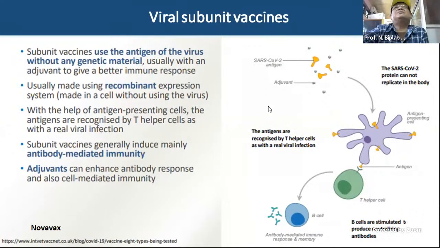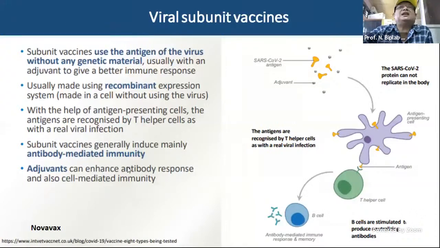Now, what about the subunit type of vaccines? They use the antigen of the viruses without any genetic material, usually with an adjuvant to give a better immune response. And they are also made using a recombinant expression system in a cell without using the viruses. With the help of antigen presenting cells, the antigens are recognized by T cells as with a real viral infection. So subunit vaccines generally induce mainly antibody-mediated immunity.